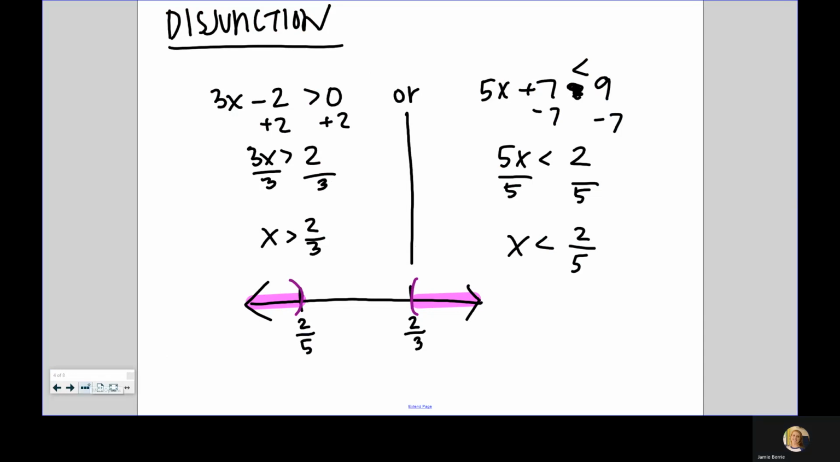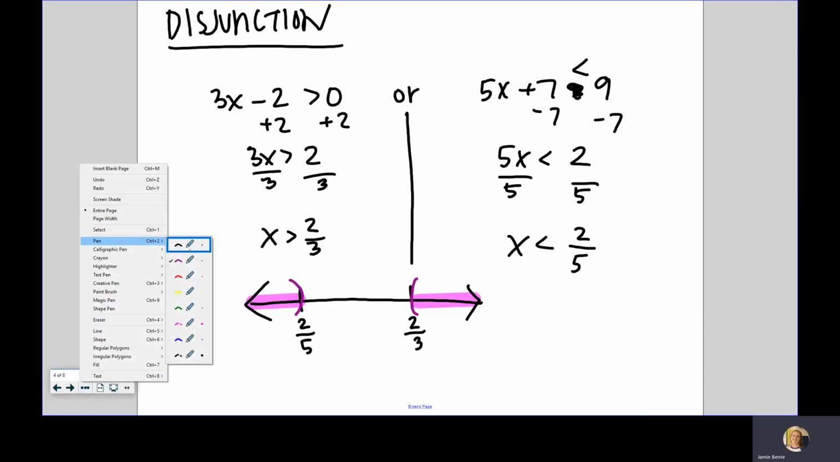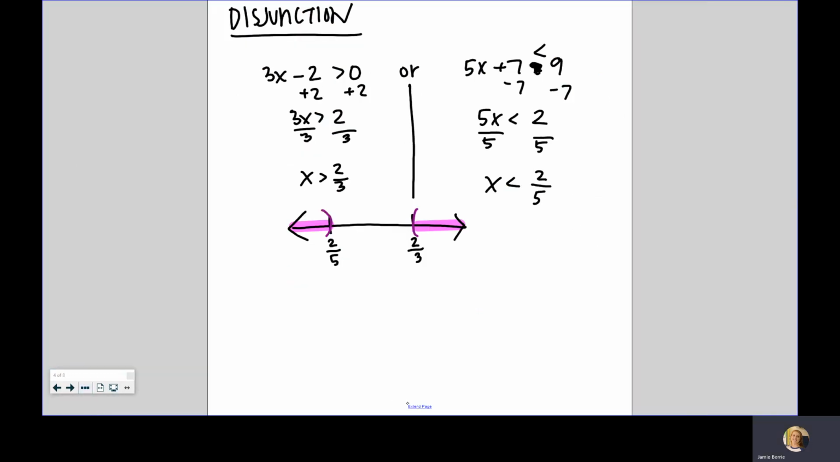This is probably the hardest one to write in interval notation. But you're just going to read it off left to right. So start on the left, move towards the right. Out here on the left is negative infinity. So we're going to start at negative infinity. We always put a parenthesis around negative infinity, and then a comma. It's shaded all the way to 2/5 with a parenthesis. So 2/5, close parenthesis. Then we have this little gap here.